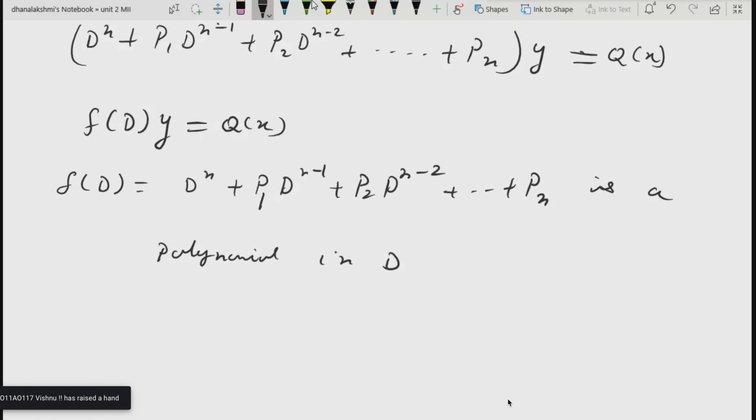And this operator D, or more generally the above f(D), follows all the usual rules of algebra. That means the linearity property, commutative property, associative laws, all those laws will be followed by this D. Understood all of you? Yes, ma'am. Okay.